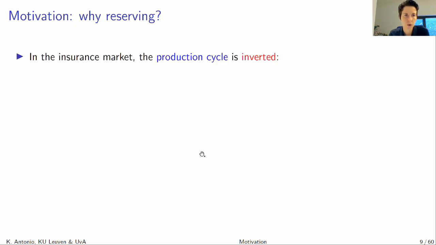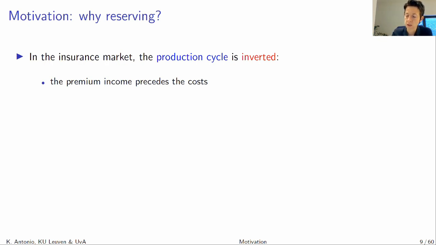So why do we reserve? Well, first of all, something we need to mention: our production cycle is inverted. That means that the premium income precedes the cost. We already discussed up to now a lot of different predictive models in order to come up with a prediction of frequency and severity, such that we can come up with a prediction of the risk premium of such a contract. And we need to do that because we cannot observe the cost on our contract beforehand.